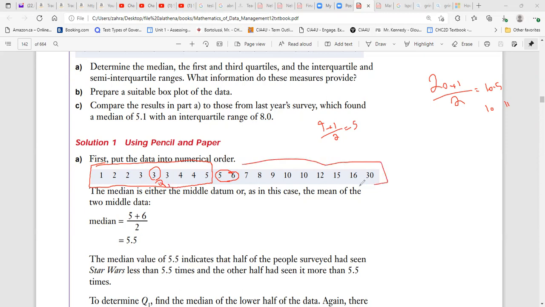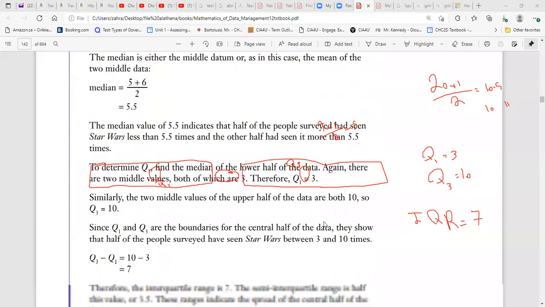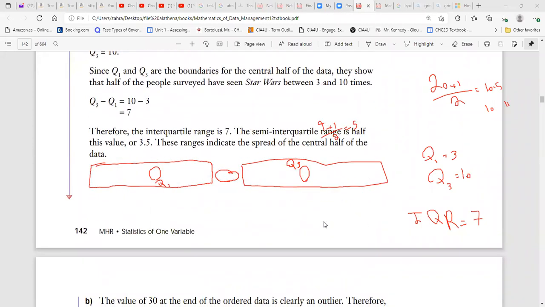Again, you do the same thing for the upper half. We have 9 data, 9 plus 1 divided by 2 is 5. 1, 2, 3, 4, 5 here. So this is Q3. So we have Q1 is 3, and Q3 is 10. Right? So the interquartile range is Q3 minus Q1. 10 minus 3 is 7.